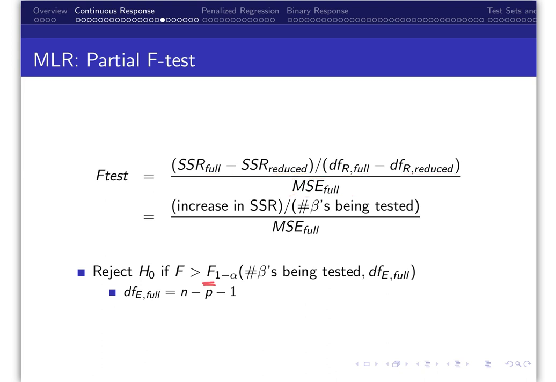This test statistic follows an F distribution with the numerator degrees of freedom equal to the number of parameters being tested, and the denominator degrees of freedom equal to the number of degrees of freedom associated with error from the full model, which is n, the sample size, minus the quantity p plus 1, because there are p covariates in the full model plus 1 slope coefficient.